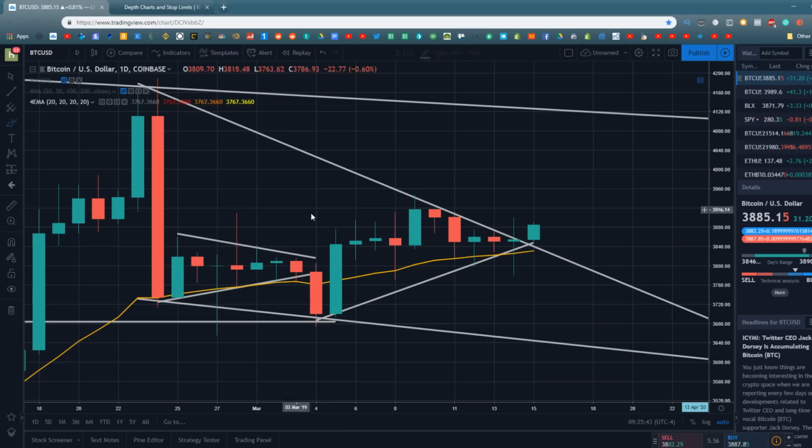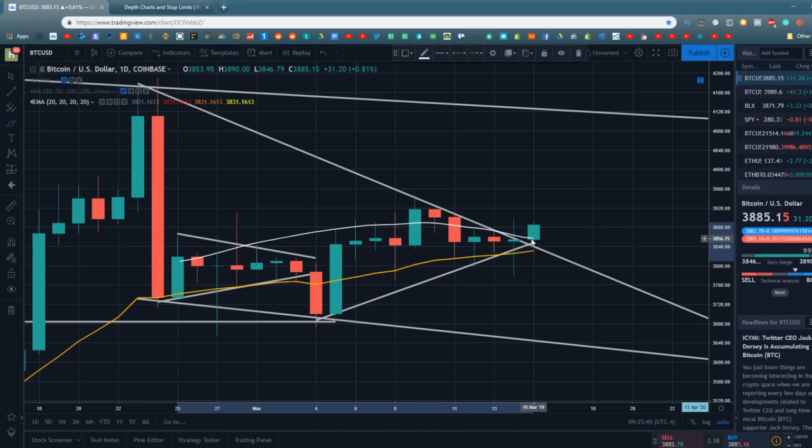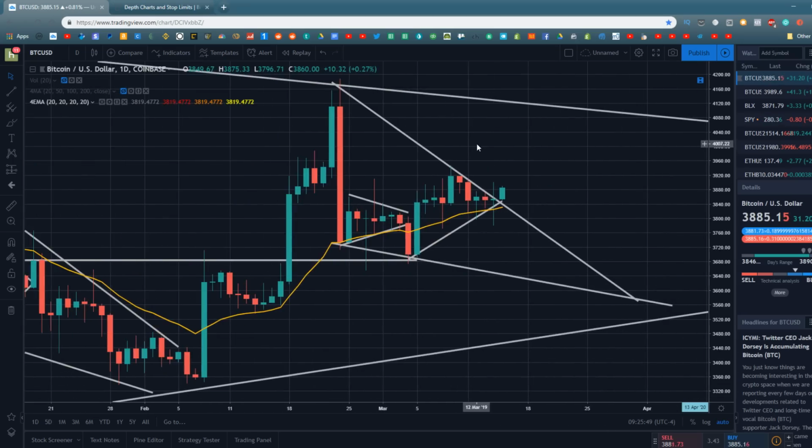Right now, Bitcoin, I would say, is trading a bit neutral with a slight bullish tinge to it. Now, with all that said, what does that actually mean for Bitcoin, and why do I put so much emphasis on the 20 exponential moving average?